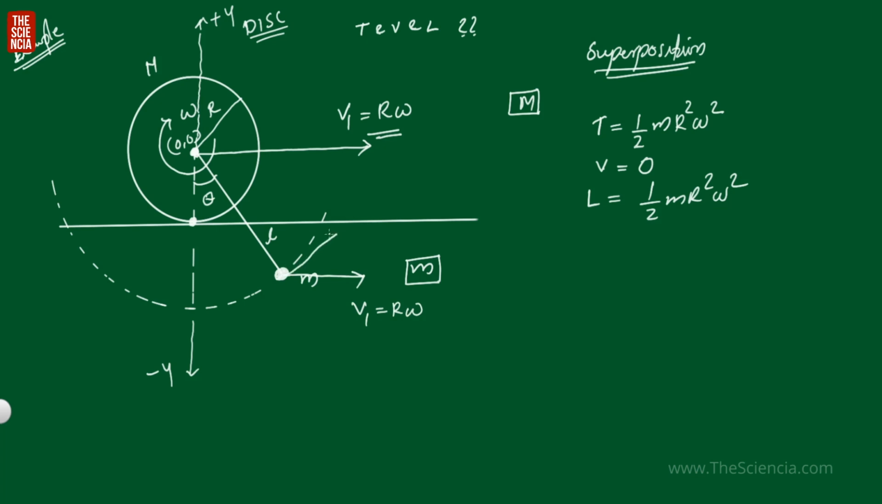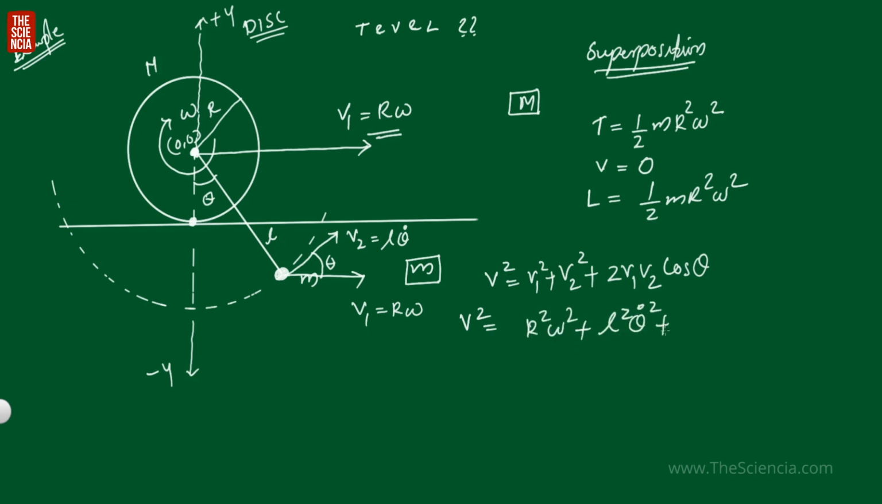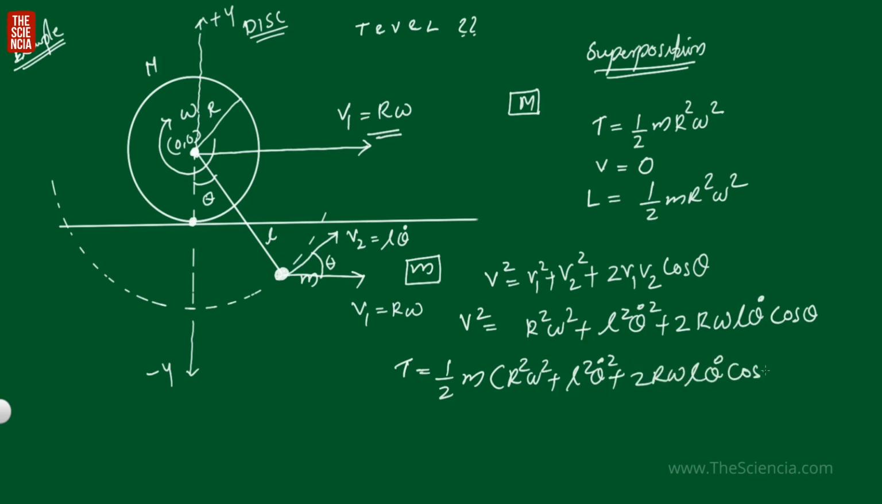So there is an additional velocity, v2, equal to l theta dot, as this length is l, and the angle between these two velocities is theta. So we get v square equal to v1 square plus v2 square plus 2 v1 v2 cos theta, that is, v square is equal to r square omega square plus l square theta dot square plus 2 r omega l theta dot cos theta. So we can find the kinetic energy T equal to 1 by 2 m times r square omega square plus l square theta dot square plus 2 r omega l theta dot cos theta.